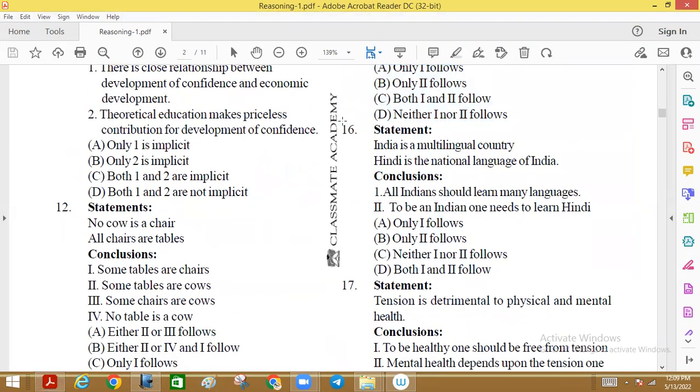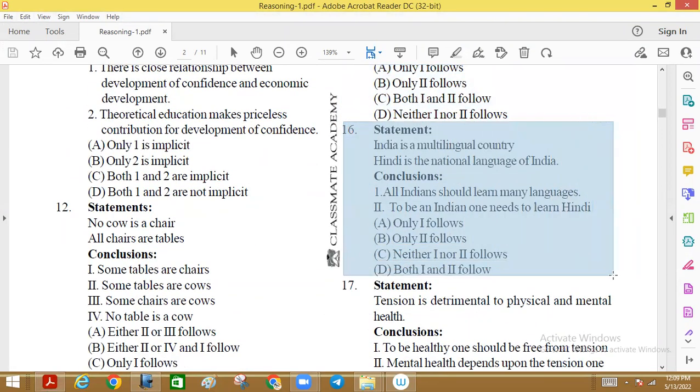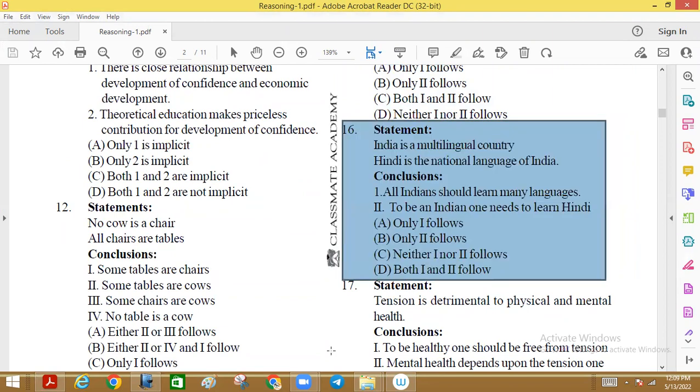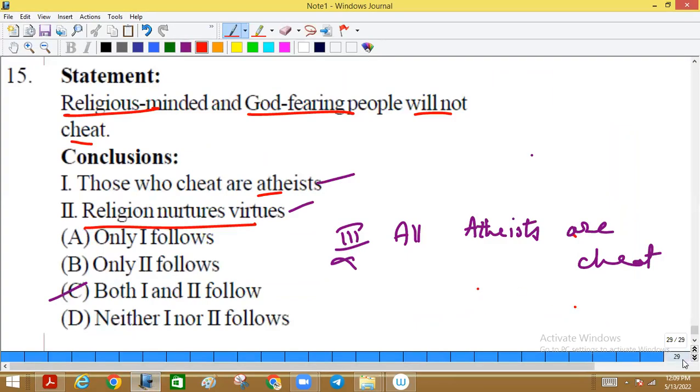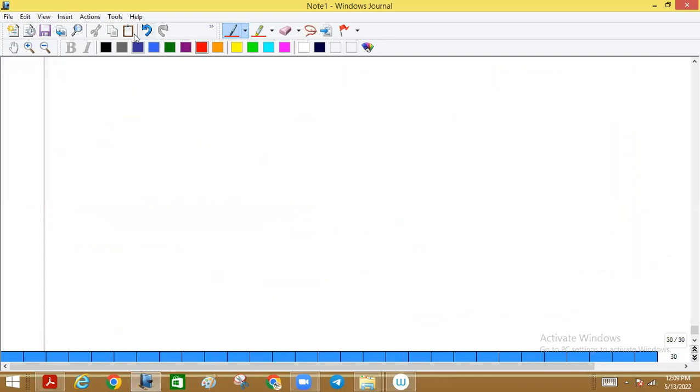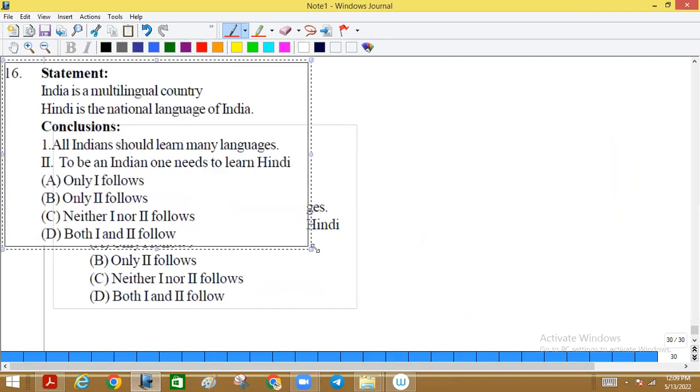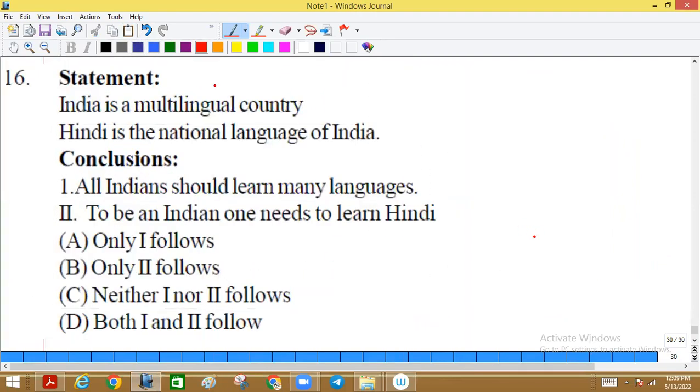Now the debate is going on about this particular statement. I think Ajay Devgan put some comment on the language. So now the question is the same type of question. Try to answer it. India is a multilingual country. Hindi is the national language of India. Your conclusions are: all Indians should learn many languages; to be an Indian, one needs to learn Hindi.